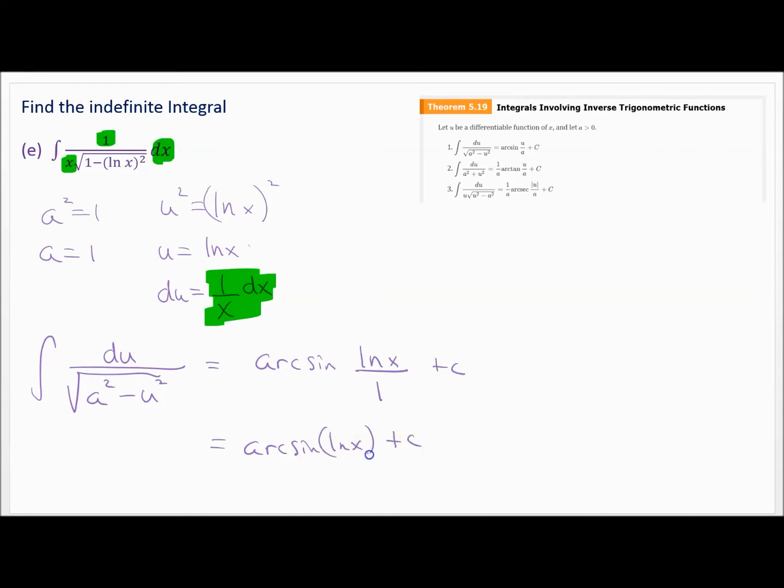plus c. And I like parentheses around the inside of my arc sine. Another correct answer would be inverse sine of natural log of x plus c. They're both right. They're both saying exactly the same thing, just different notation.